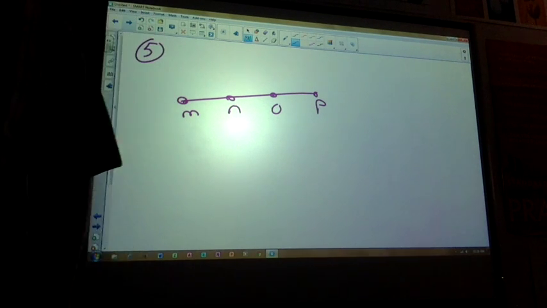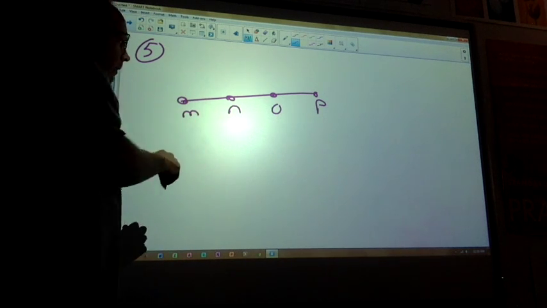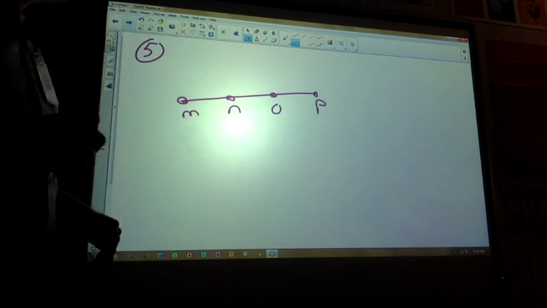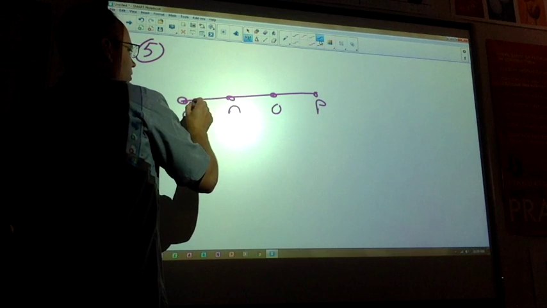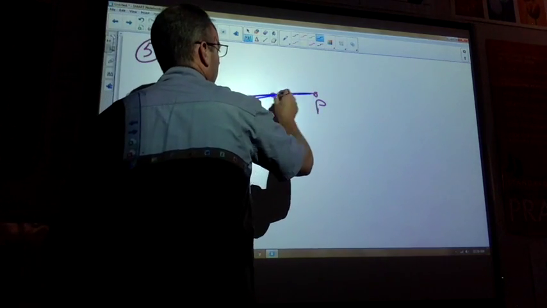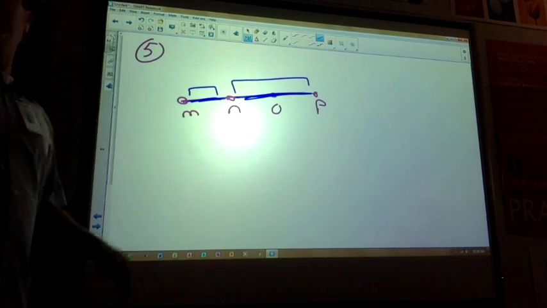Then N is the midpoint of MP. N is the midpoint, so I'm going to color this in. N is the midpoint to MP. So this and this, even though it's not drawn to scale, these are equal in size. I know I didn't draw it to scale, but let's just pretend.